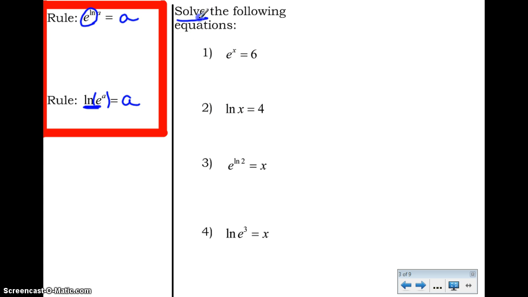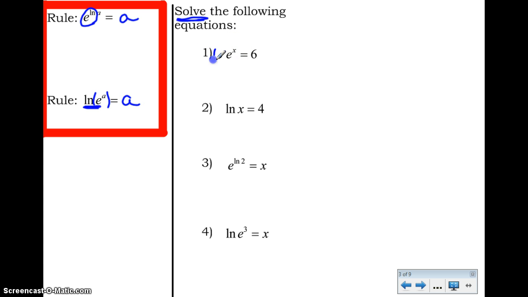If we're asked to solve the following equations, let's do one at a time. I am trying to solve for x, but x is in the exponent. If I want to get that x, I'm going to have to get rid of this e. Well, I know that if I put e inside of the natural log, I can get to that exponent, which is the a in this case, x for me.